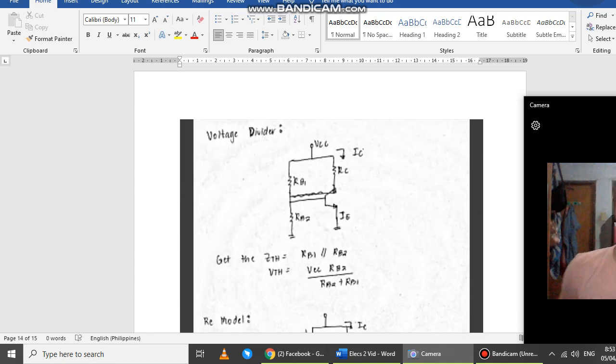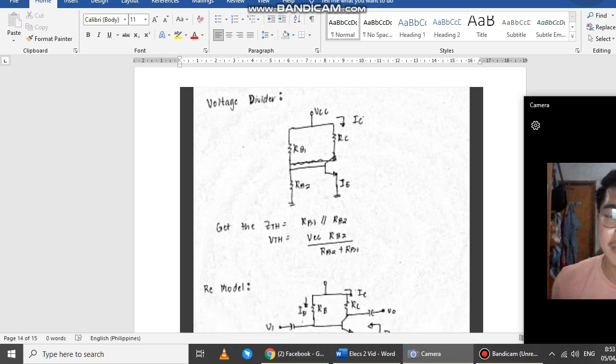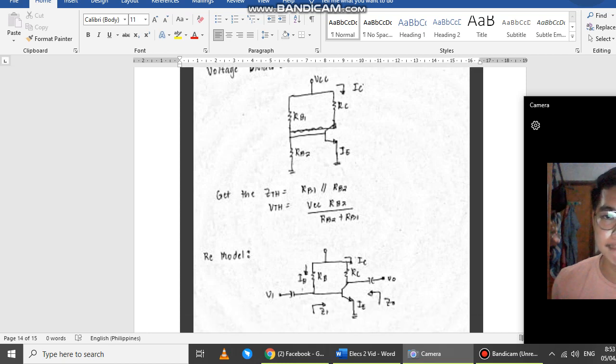Next, we have the voltage divider. In this case, there are two resistors at the base. So we must get the equivalent resistance of the base, which is equal to RB1 parallel to RB2. And we must also get the equivalent voltage, which is equal to VCC times RB2 over RB2 plus RB1.